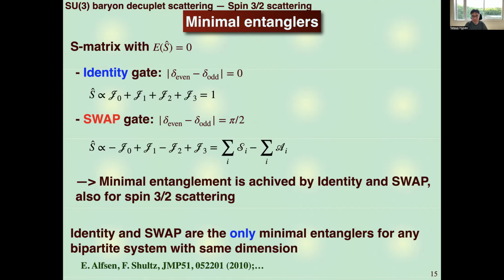And from some fancy mathematics, it can be shown that in the same dimension bipartite system, for the minimal entangler, namely the zero entanglement power operator, there are only two operators, which can be reduced to the identity and swap gate, even for any dimension. So in our present examples, we have shown that the identity and swap exist in the spin 3-half system, but in more general mathematical discussion, you can also show that these are the only structures with which we can obtain zero entanglement. And we can check.